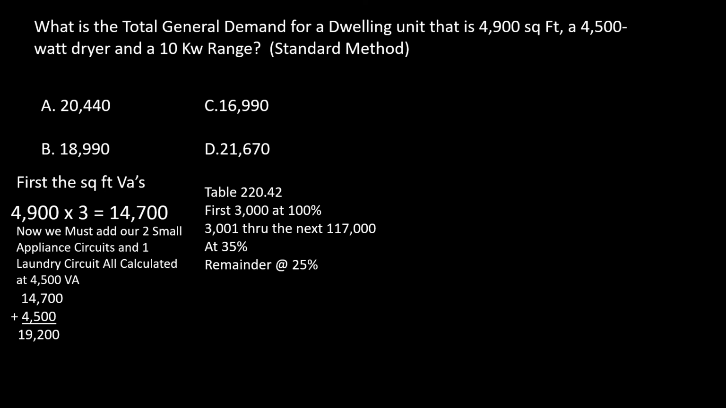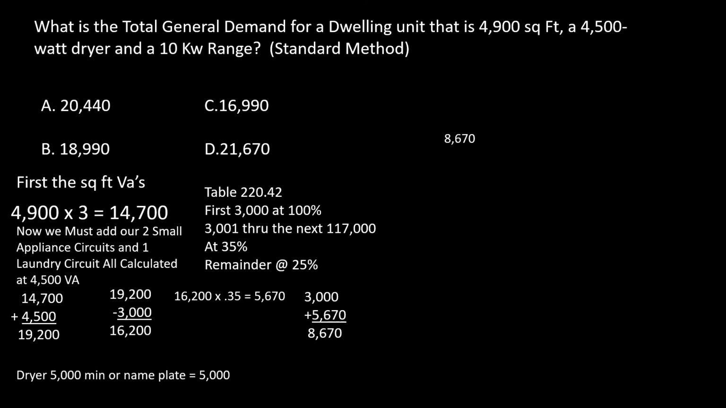Now we take and apply our 220.42 demand factors. That's going to give us 19,200 minus the 3,000 that we have to calculate at 100%. That's going to give us 16,200. Now we take and multiply that by 0.35. That's going to give us 5,670. Now we have to add back the 3,000 that we set to the side. That's going to give us a total of 8,670. And let's set those to the side up here.